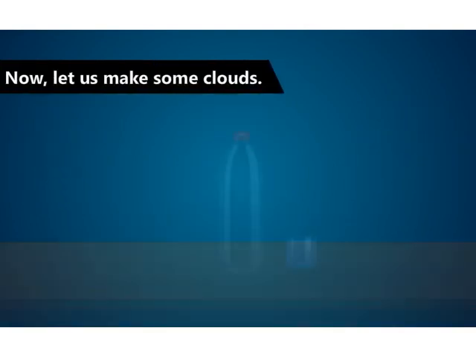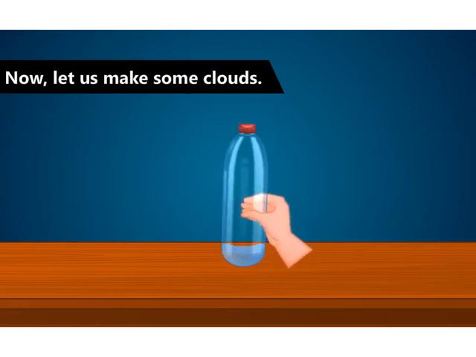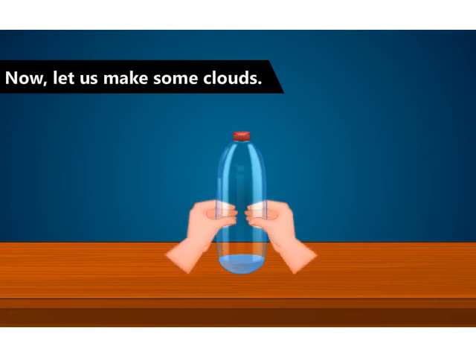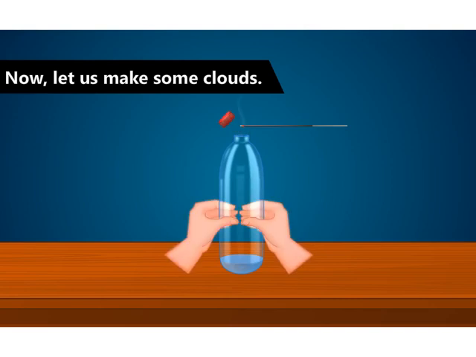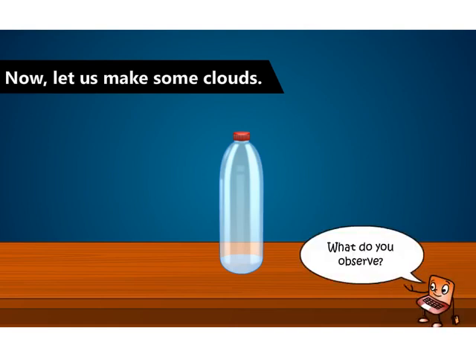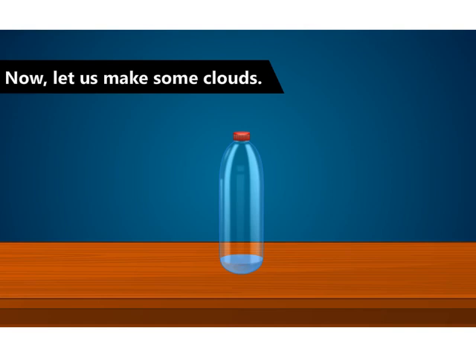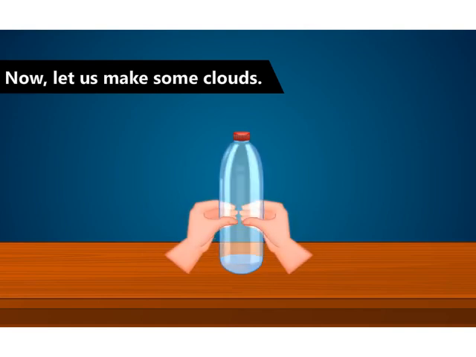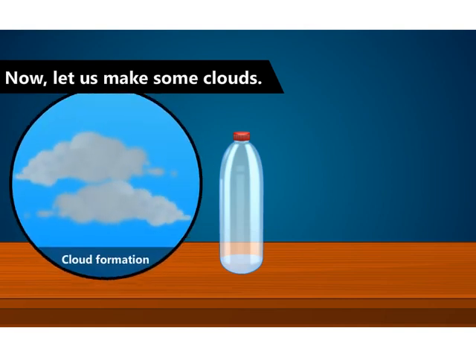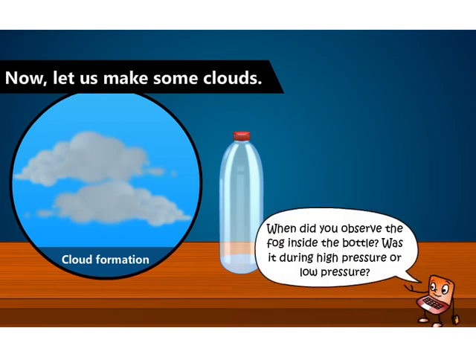Now, let us make some clouds. What do you observe? The bottle is filled with water vapor when it is tightened. When the smoke enters the bottle from the incense stick, it makes the air foggy inside the bottle. The smoke particles function as nuclei and cause condensation of water vapor over them. The same procedure occurs at a large scale during cloud formation. When did you observe the fog inside the bottle? Was it during high pressure or low pressure?